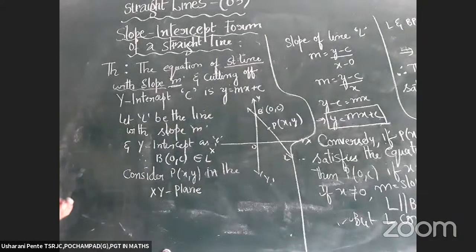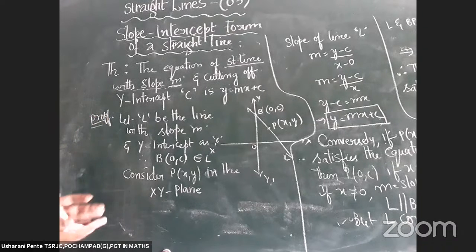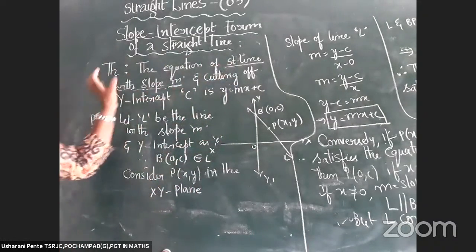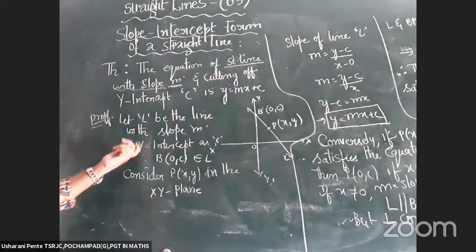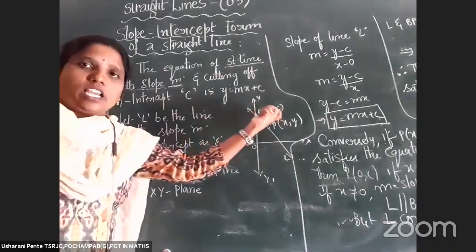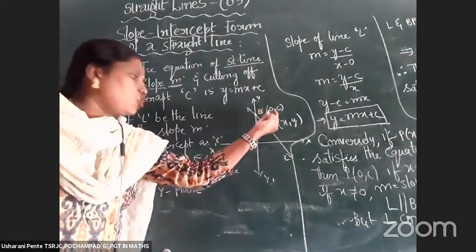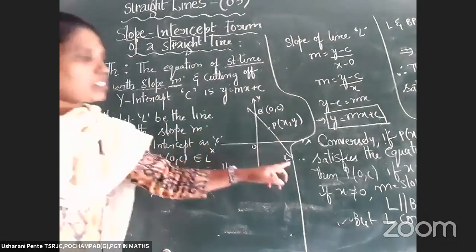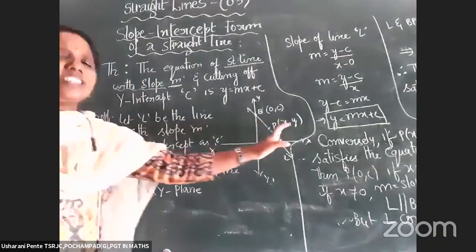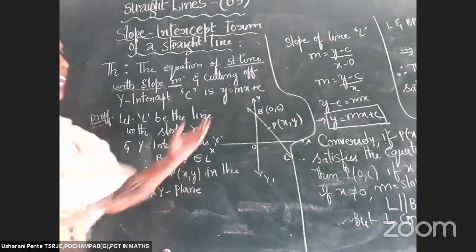Now, we are proving it. How are we proving it? They have said that we need to take a line. So we have taken a line with slope m, and it is cutting the y-axis at c. So the point where it cuts the y-axis is B, that is (0, c), which lies on this line. We are also considering a point (x, y) in the xy plane.